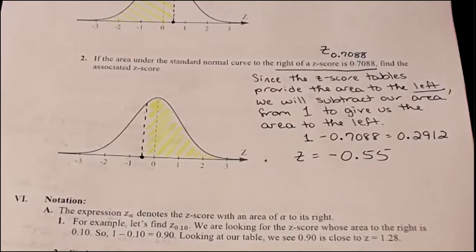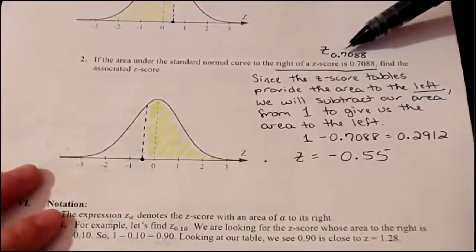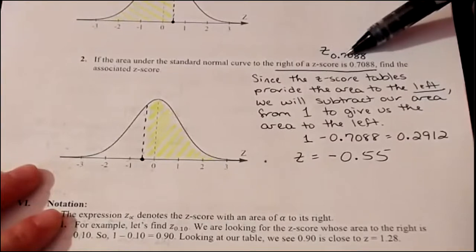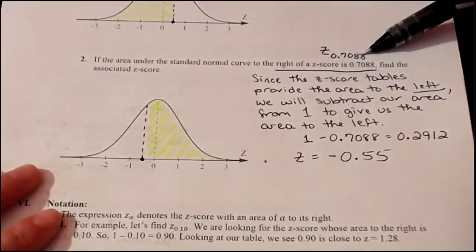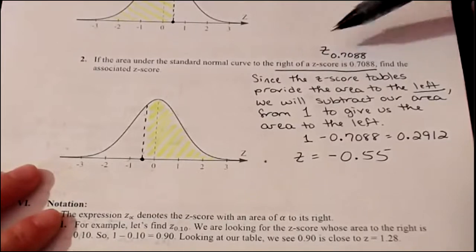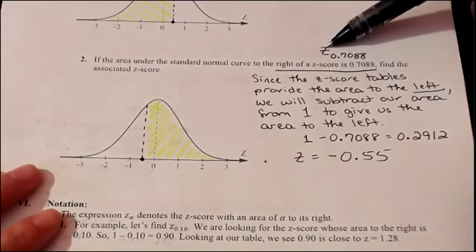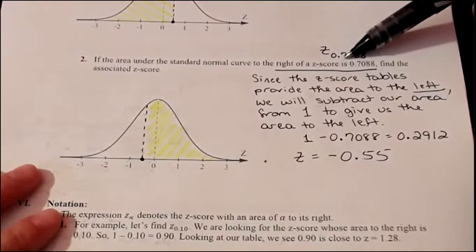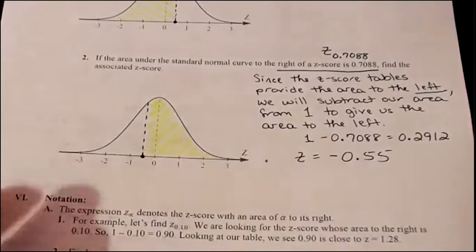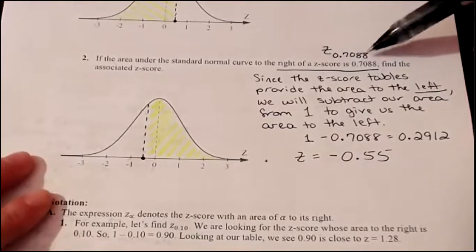So if I wrote to you, what is the associated z-score if you were given z sub 0.7088? Well, we have to say to ourselves, just by looking at this, that we are looking for a z-score with an area to the right. Notice it's on the right, with an area to the right of 0.7088. That's what this notation means. It's on the right specifically. Also notice it's a subscript, so it's kind of under z. So the area under the curve to the right.